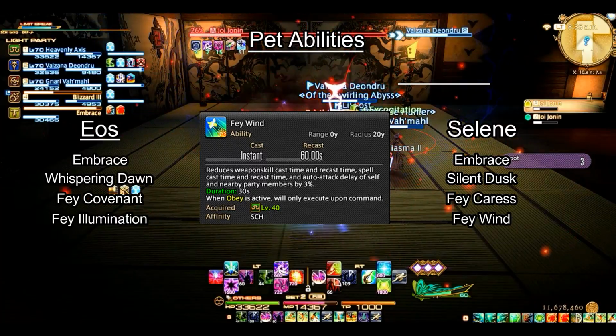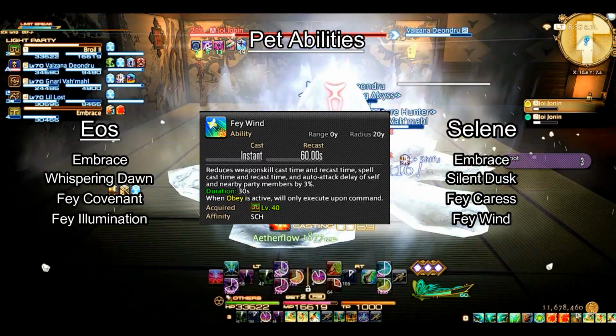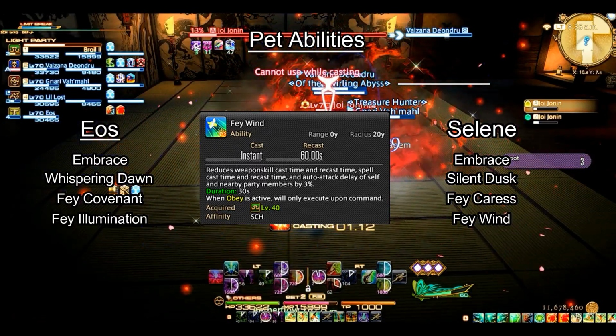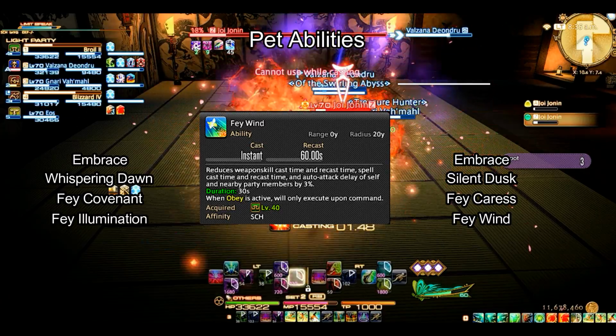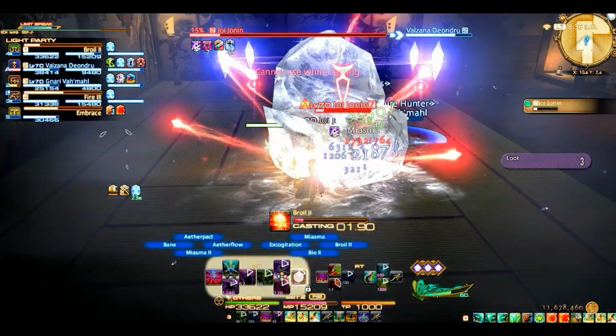Fey Wind reduces all weapon skills and spell cast and recast times by 3%, while also reducing the party's auto attack delay by 3% as well.